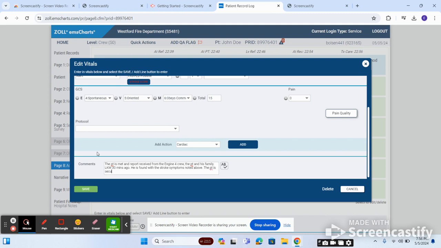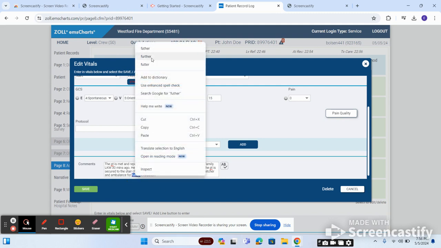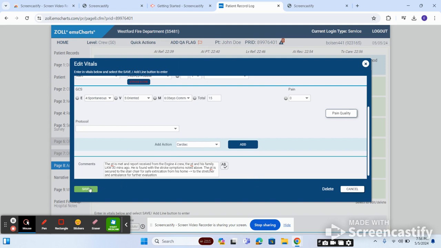Patient is secured to the stair chair for safe removal from his home. Done. And we can go a little further, to the stretcher and ambulance for further evaluation. Okay, I spelled further wrong. We'll right click that. There it is. Done. As soon as I hit save, it's going to open a new window because I added an action.